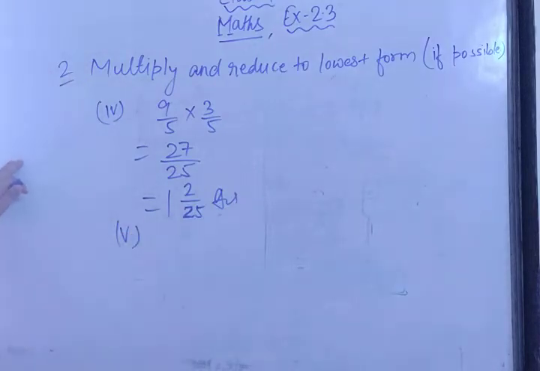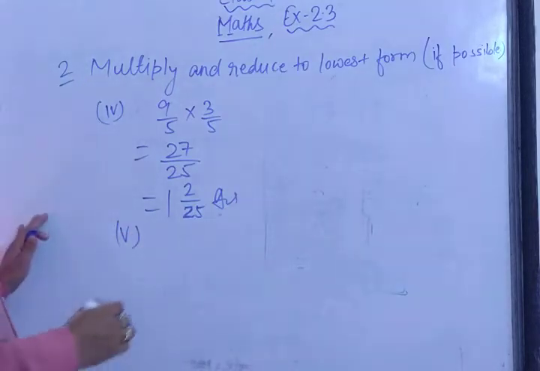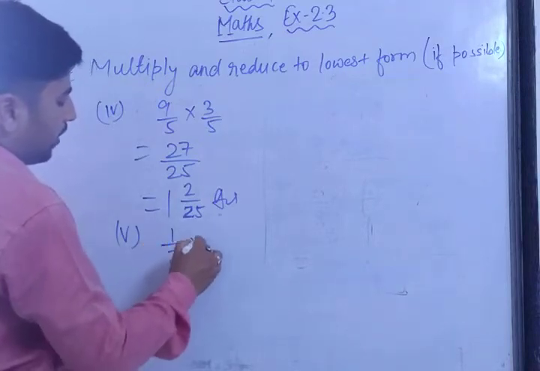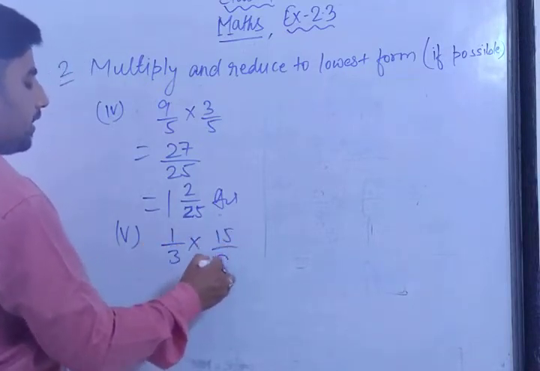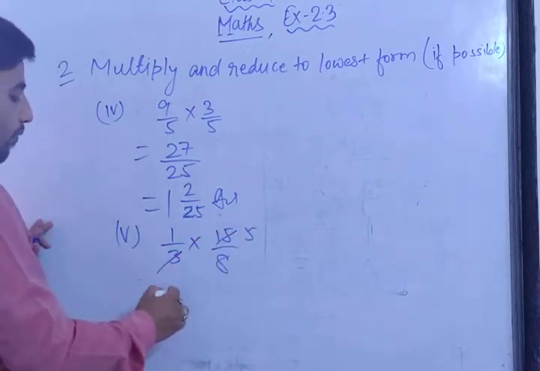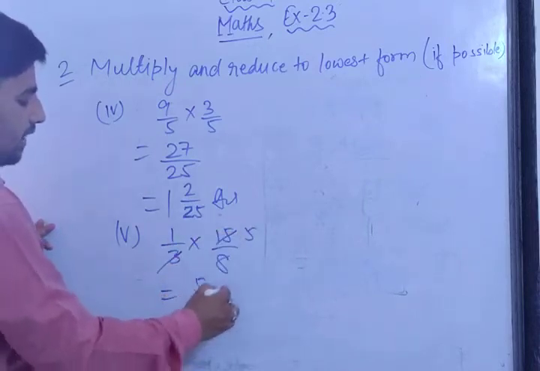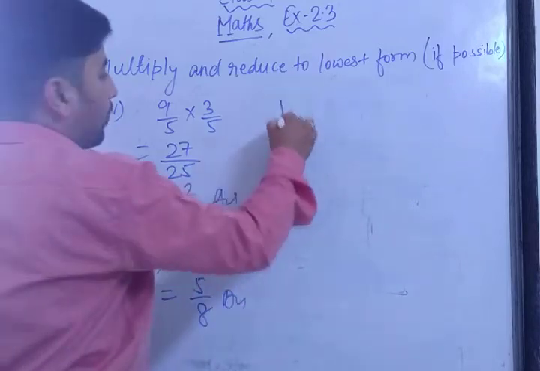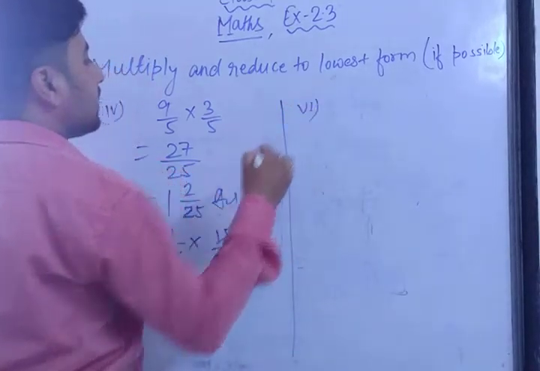5th one is 1 by 3 into 15 by 8. 1 by 3 into 15 by 8. Is there a reducible term? Yes. 3 5s are 15. 5 1s are 5. 5 upon 8. Answer. Now we are moving towards question number 6.